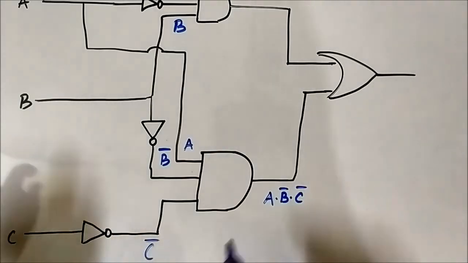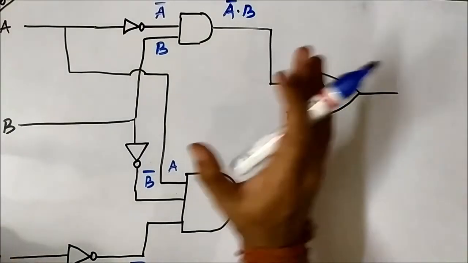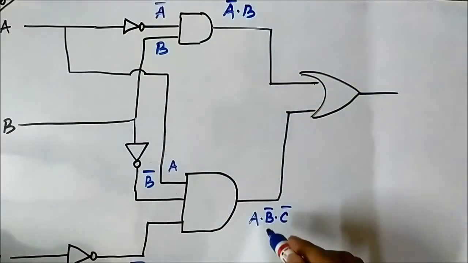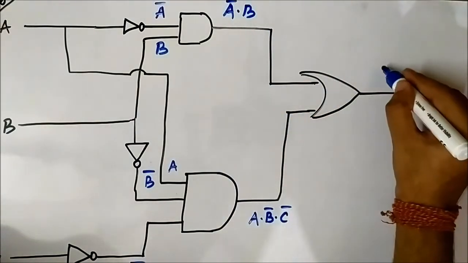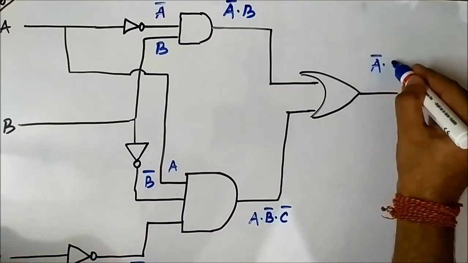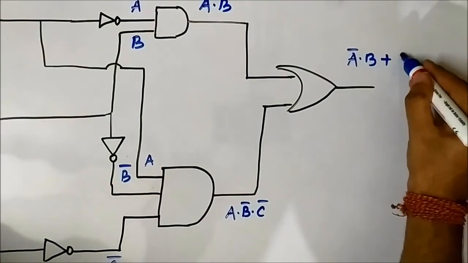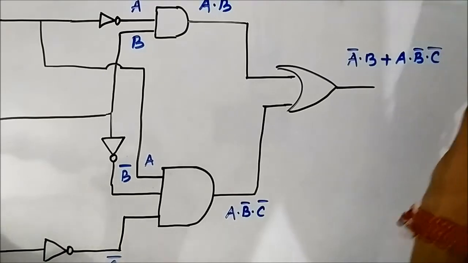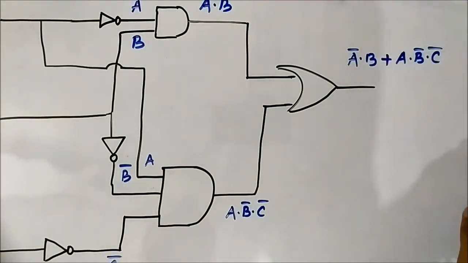Then the final OR gate. At the final level, the 2 inputs are A complement B, and A B complement C complement. So it will simply be the sum of these 2 values: A complement B or A B complement C complement. So this is the final output.